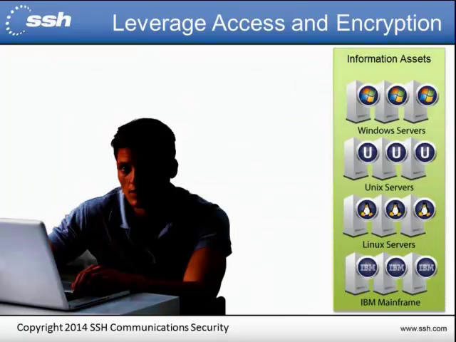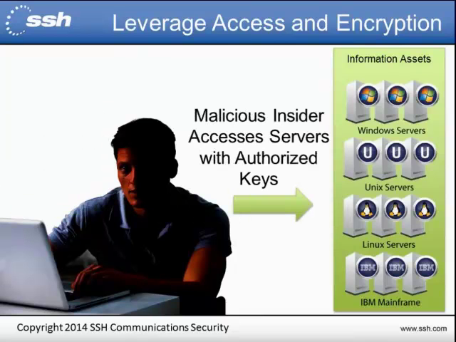So how can this be leveraged, using access and encryption to remove data? Step one, of course, is gaining access to the server environment. And as we saw in the last several instances, there are a number of ways in which malicious insiders can gain greater access into the environment and do so in an unmonitored fashion. Or in fact, it could be a scenario where an external actor gets hold of the private keys that are authorized on these systems, and then they have access.